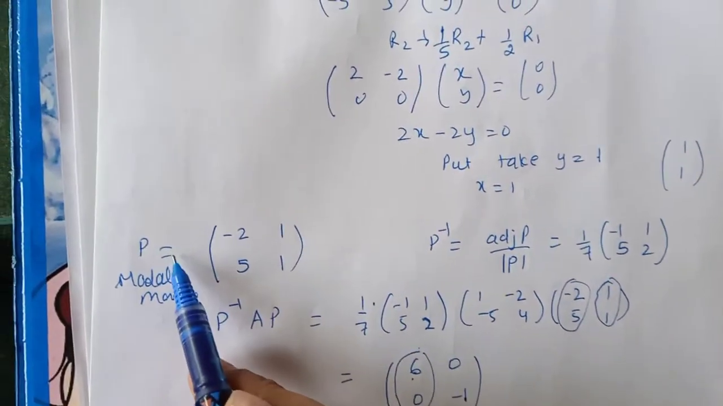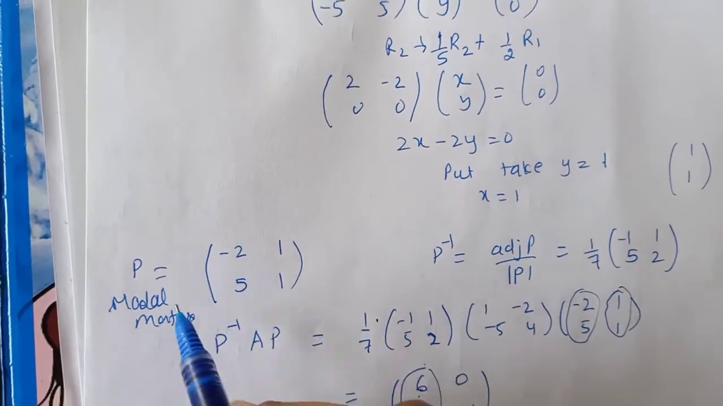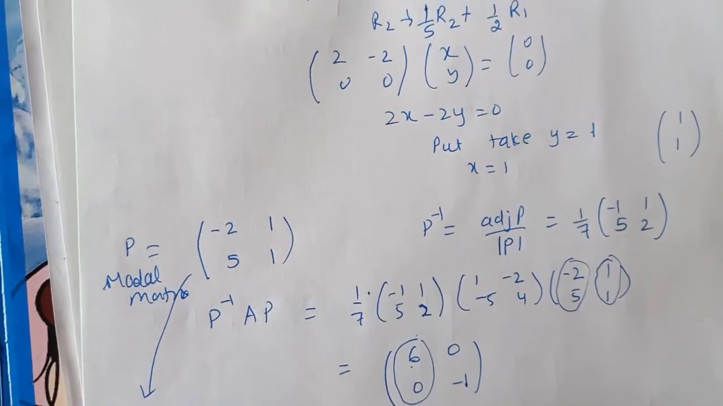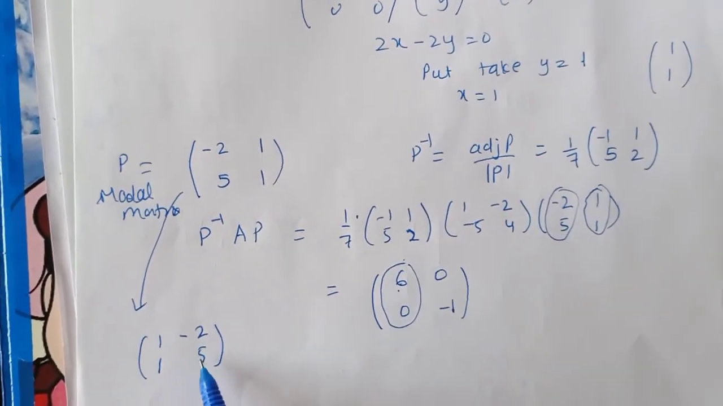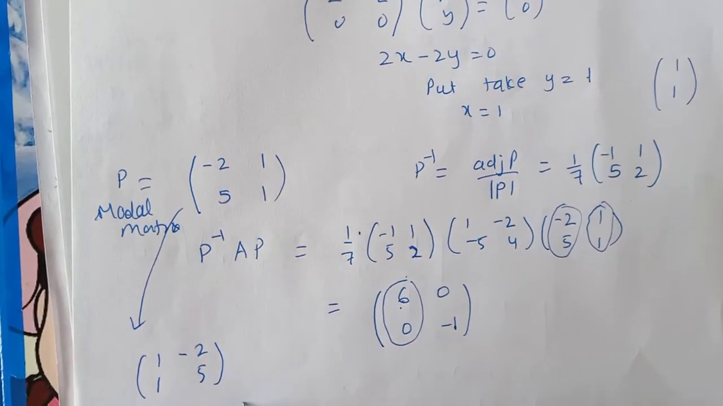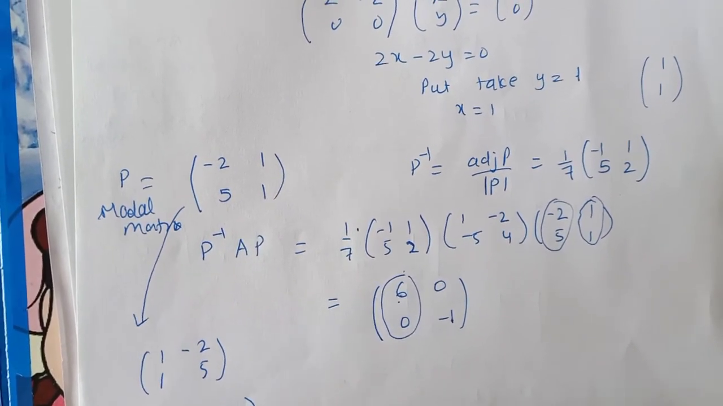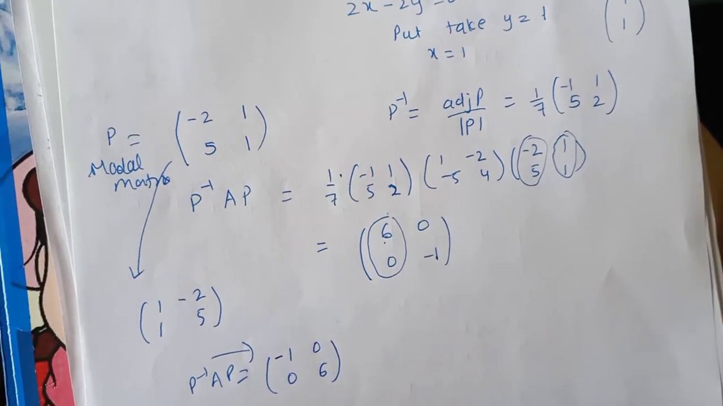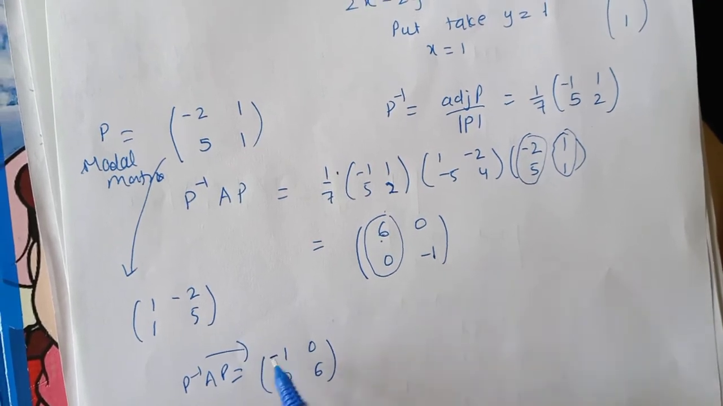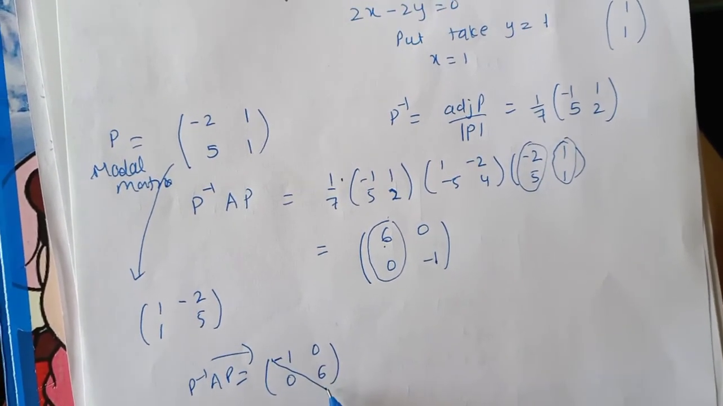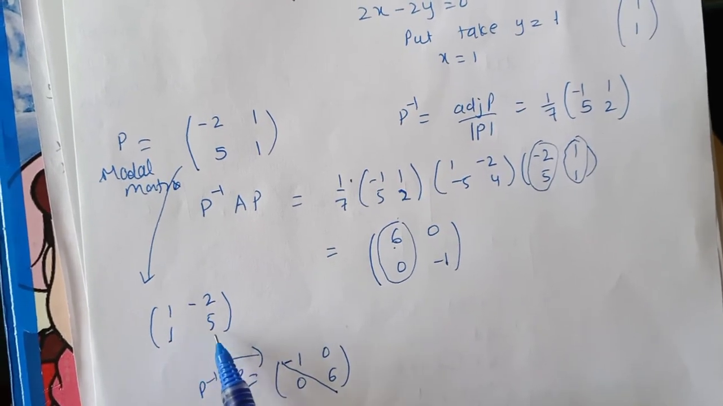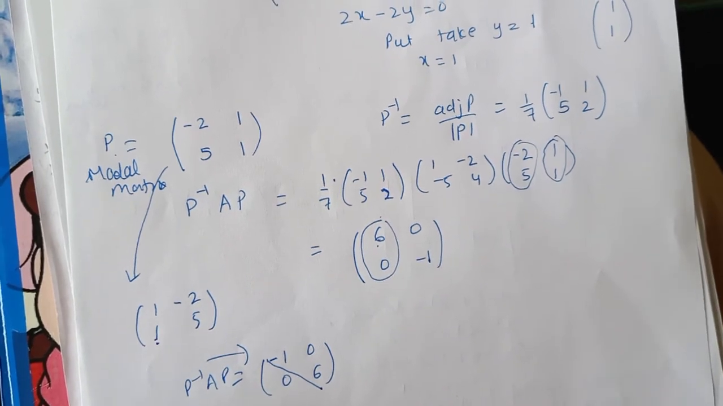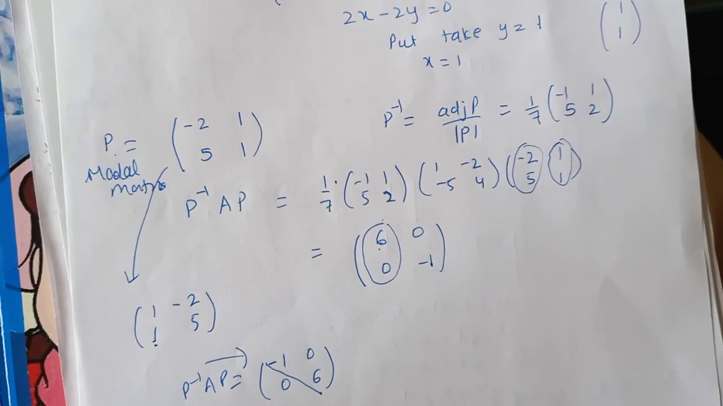Had you kept your modal matrix differently, with this as the first column and (-2, 5) as the second column, then your answer of P inverse AP would be [-1, 0; 0, 6]. That is, you will obtain the eigenvalues on the diagonal in the same order as you have kept their eigenvectors in the modal matrix. So this is how you diagonalize the matrix using characteristic values, or the eigenvalues.